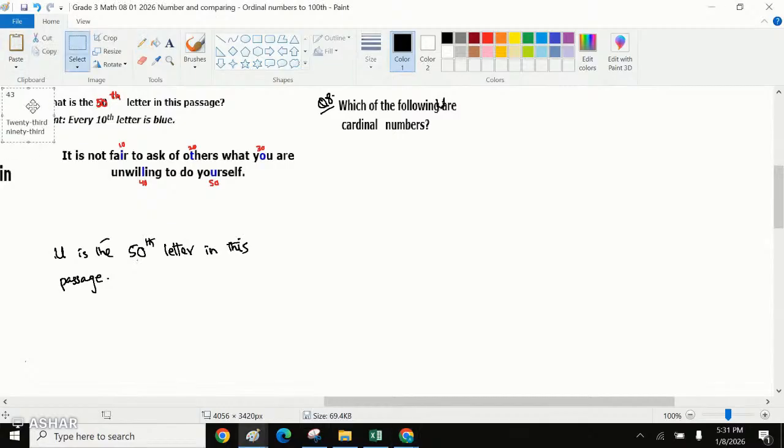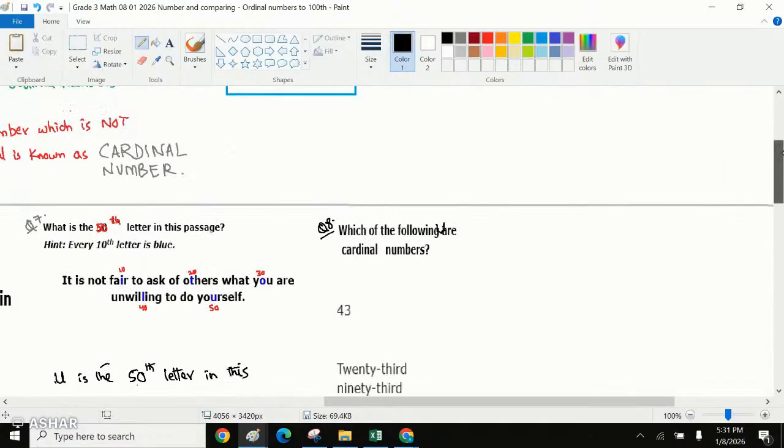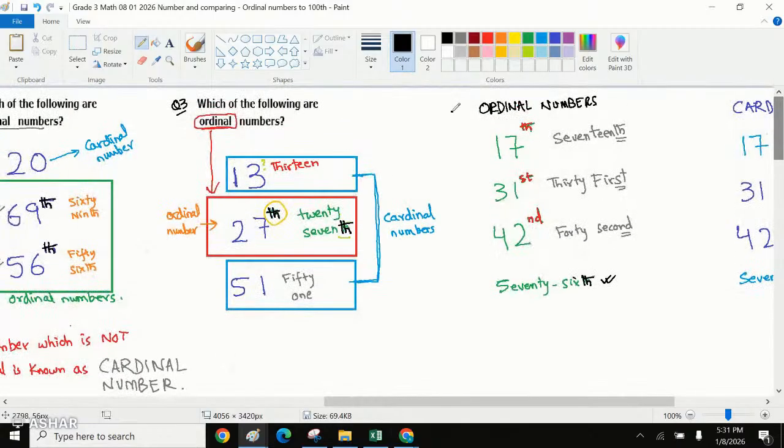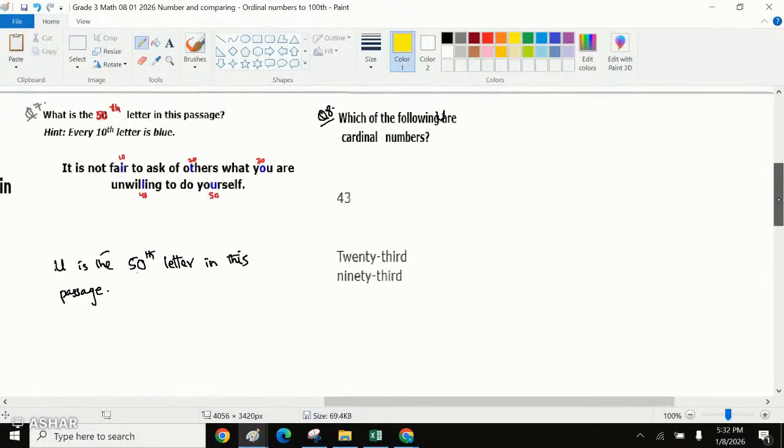We need to find the cardinal, okay? Remember that. If these numbers are given to us, which number would be cardinal? Let's look at the rule. We look over here. The number ending with TH was ordinal. The number ending with th, st, or nd would be ordinal numbers, right? We need to look for cardinal numbers.